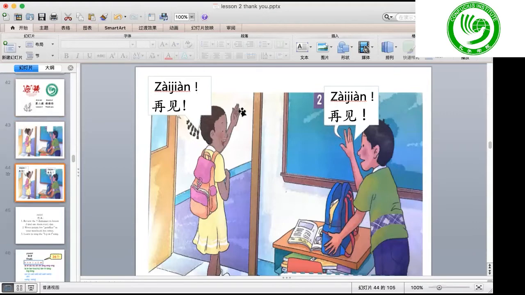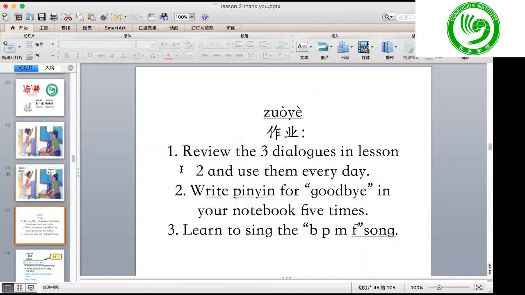很好. Okay, and let us check the homework for last time. So here are the homeworks for last time. The first one, review the three dialogues in lesson 2 and use them every day. So we just reviewed the third dialogue. Do you remember the first two dialogues in lesson 2? Yes, we've learned how to say thank you and you're welcome in two different ways. The first one, 谢谢,不谢. The second one, 谢谢你,不客气. And the third one is goodbye. How to say goodbye? 再见,再见.